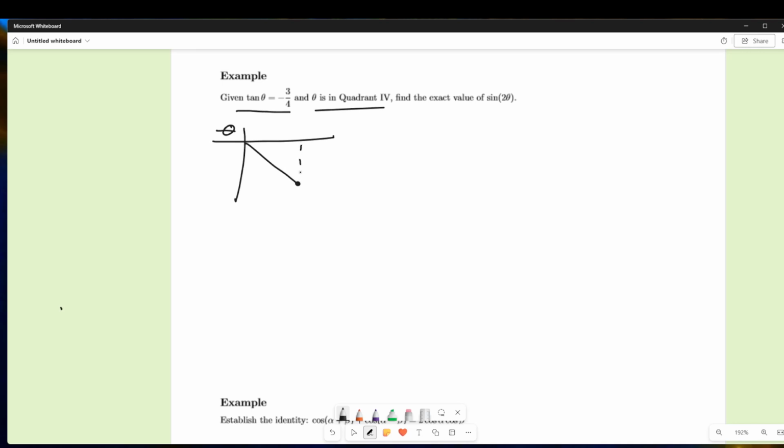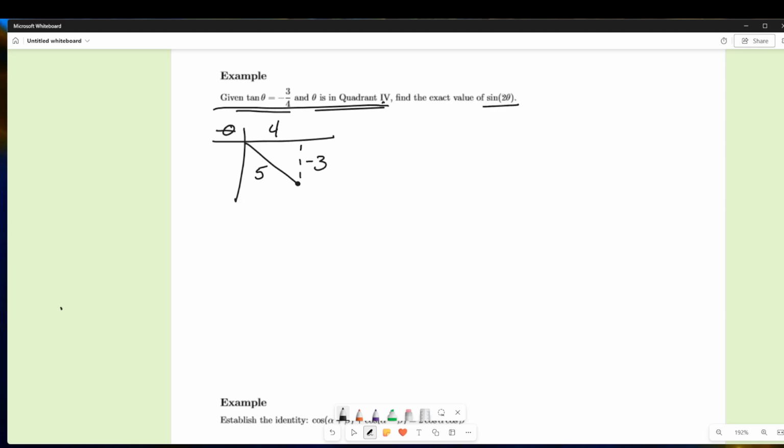If you've been told that you have this trigonometric function in this location, that means this has to be happening. The y over x, so 3 and 4, and one of them has to be negative to get the negative, and quadrant 4 tells us that the y is the negative. So this information tells us this scenario. A little Pythagorean theorem will get you that r value of 5. And that's what we're going to use to try to figure out what the sine of 2 theta is.